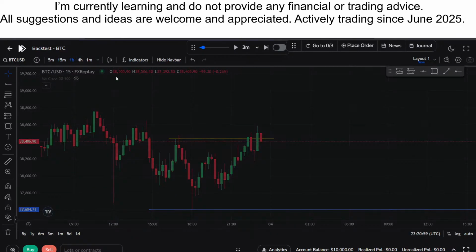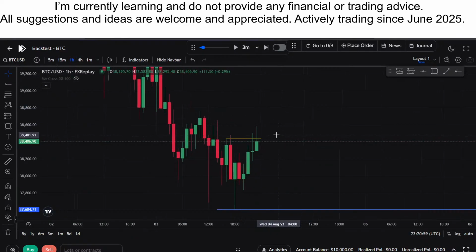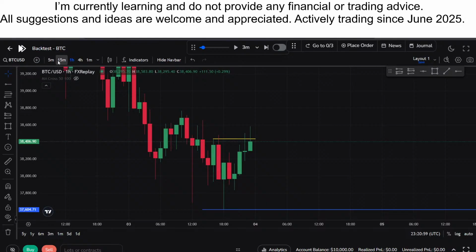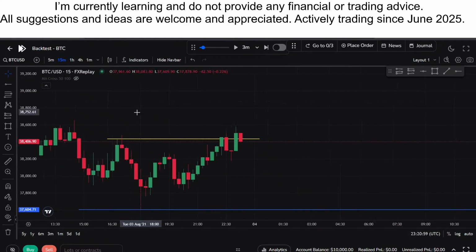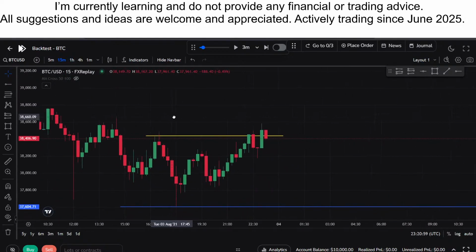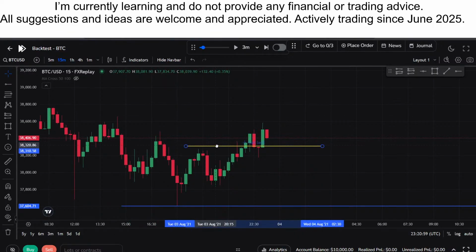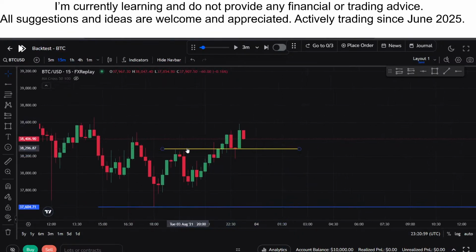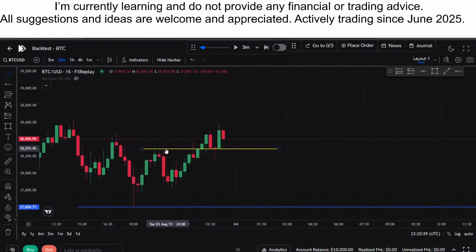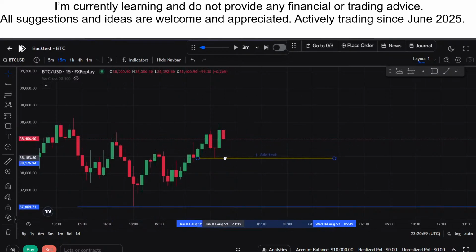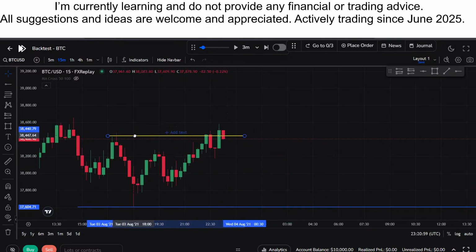Okay. Now let's go to the 1-hour chart and see. It's still not a break of structure in the 1-hour chart. In the 15-minute chart, we already have a break of structure. This is an upgrade. Now we don't have to go here. We will see here.